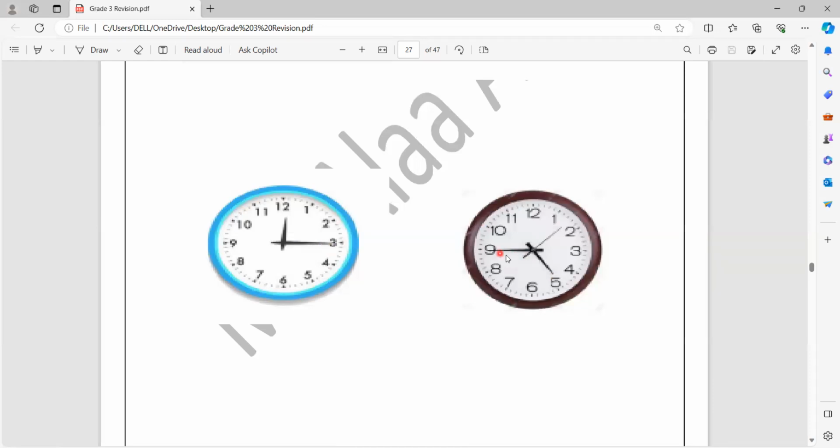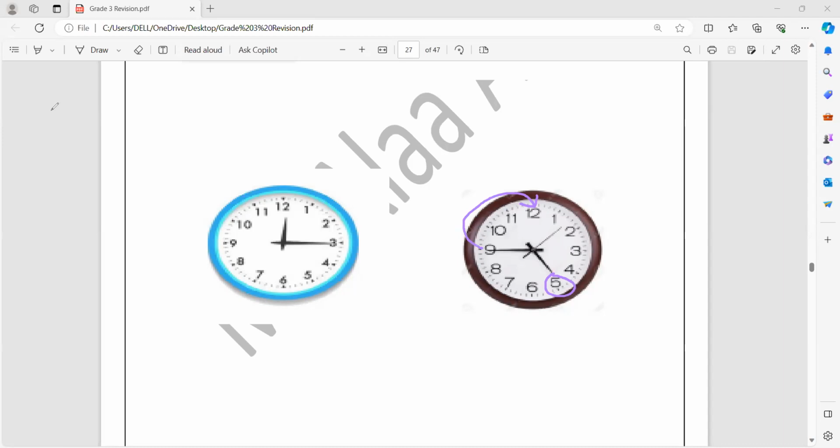Here, the longhand stops on number 9, which is 45 minutes. In 45 minutes, we use the words quarter to. And quarter to means that I am going to reach 5 hours after jumping only 15 minutes to get here. So I'm going to say it's quarter to 5.